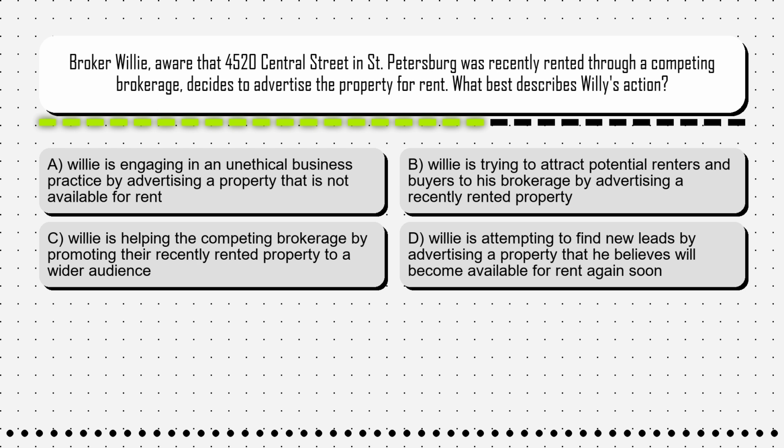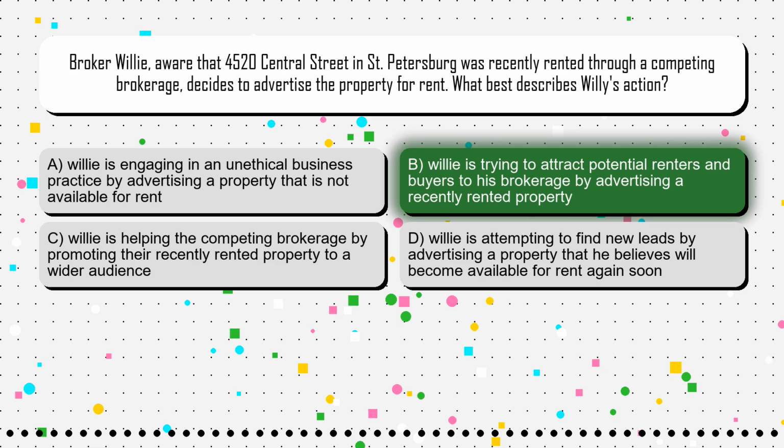Option A, Willie is engaging in an unethical business practice by advertising a property that is not available for rent. Option B, Willie is trying to attract potential renters and buyers to his brokerage by advertising a recently rented property. Option C, Willie is helping the competing brokerage by promoting their recently rented property to a wider audience. Option D, Willie is attempting to find new leads by advertising a property that he believes will become available for rent again soon.